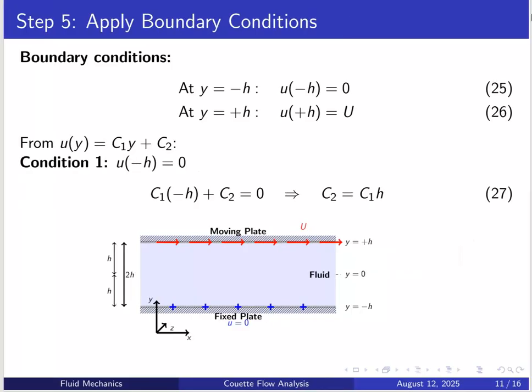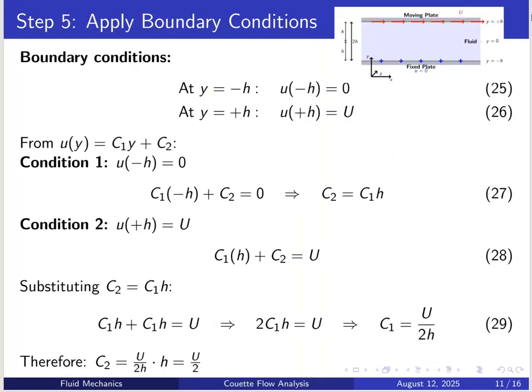Now the boundary conditions. At y equals minus h, the no-slip boundary condition means u is 0, and at y equals plus h, u will be capital U, as the top plate is moving with velocity U. If I plug in the first boundary condition, u(-h) equals 0, we get minus c1 h plus c2 equals 0. So from here, c2 is nothing but c1 h.